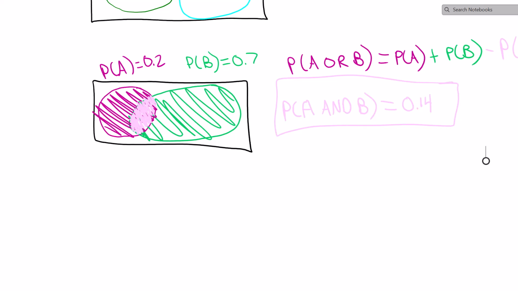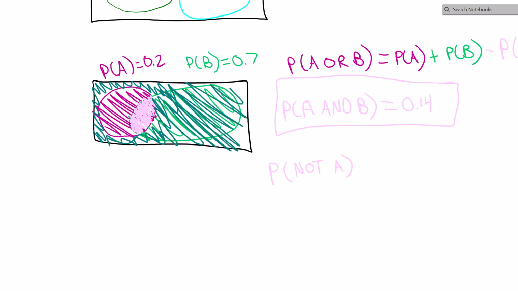Okay, so there's one more thing that could happen. We could say the probability of not A, that'd be the opposite of A. And in our diagram up here, I'm going to use a different color to represent this. The probability of not A would be anywhere where A isn't. So that would be all around it, all through B, and in this other space all the way through. And then the probability of not B would be the same thing, except for every space where B isn't.